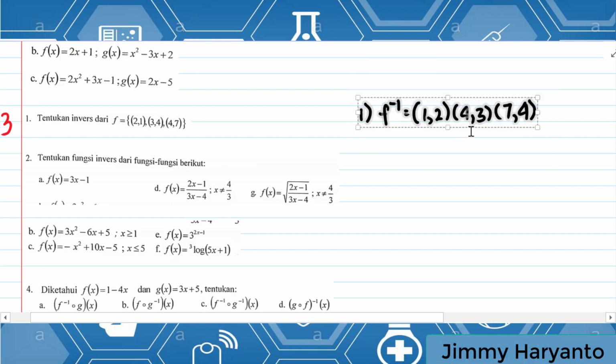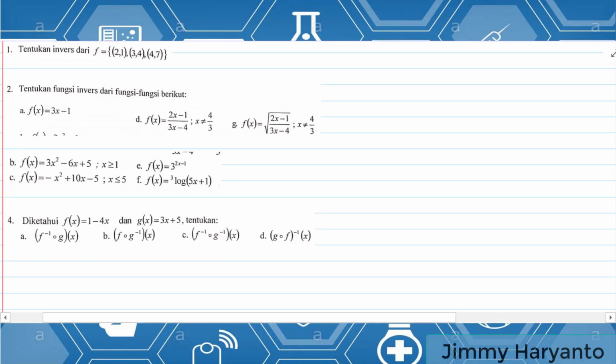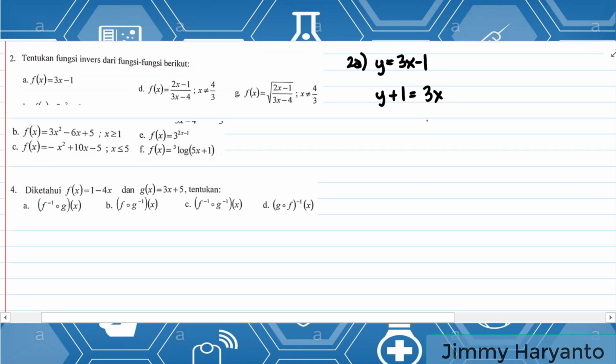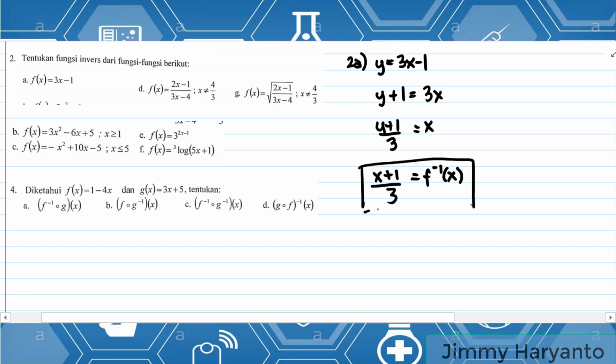Next is number 2, inverse of this function. First is 2a. First step will be y equals to 3x minus 1. Change the f of x into y and then make x the subject. So you move the 1 first and then you move the 3. x equals to y plus 1 over 3, and then the final step will be change the x into f inverse and the y into x. There you go, you have the f inverse.